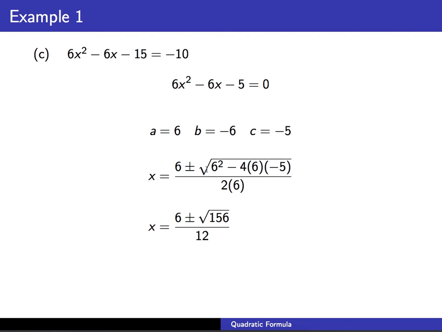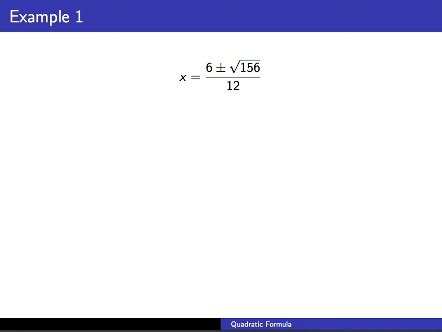Now simplifying inside of our square root, 6 squared minus 4 times 6 times negative 5 gives us 156, and in our denominator 2 times 6 is 12. Now again, we are looking for the exact values here, which means we're going to have to try to simplify the square root of 156. The biggest perfect square that goes into 156 is 4. So 2 squared is 4, and that's the largest perfect square that goes into 156. So the square root of 156 is the square root of 4 times the square root of 39. The square root of 4 is 2. So the square root of 156 is 2 times the square root of 39.